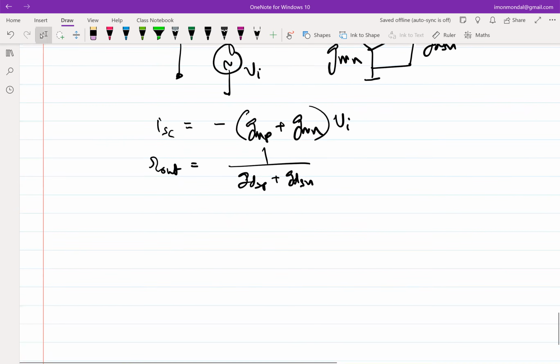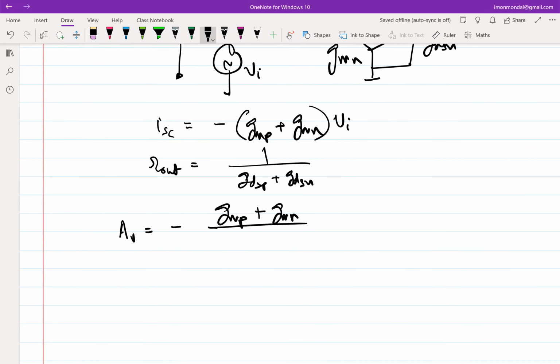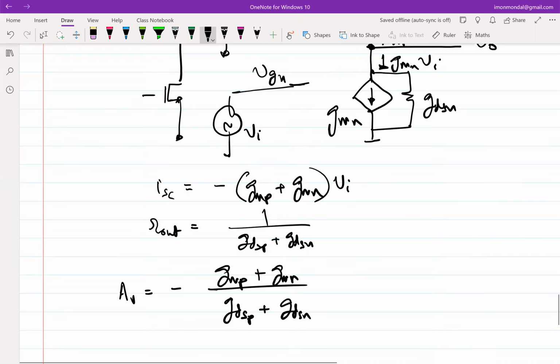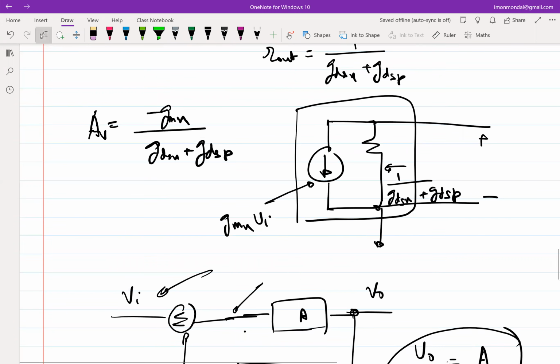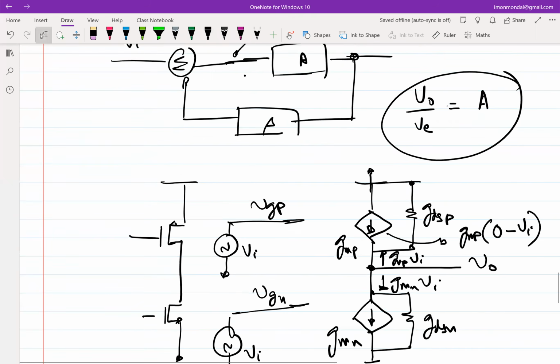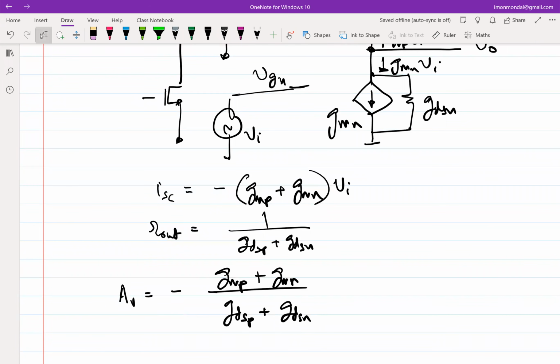So what will be my gain? Open loop gain is basically minus (GMP plus GMN) by (GDSP plus GDSN). And if you assume these are identical, GMP equal to GMN and GDSP equal to GDSN, essentially you get double the gain with respect to the other configuration, right? In the other configuration, the short circuit current was only GMN times VI, but the output resistance was the same. But in this case, the short circuit current is (GMN plus GMP) times VI, while your output resistance remains the same, but your short circuit current has increased.